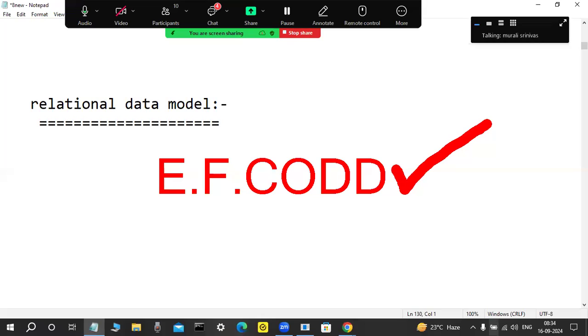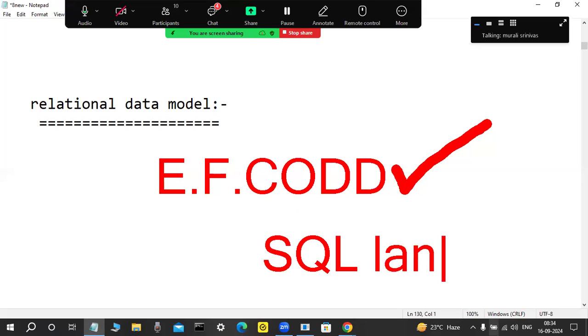From then onwards, it became popular. Why? Because tables, that is a matrix, are easily understandable for me, for the end user, for everyone. And he also introduced one language for operating relational data model products, the easiest language. That is the SQL language.